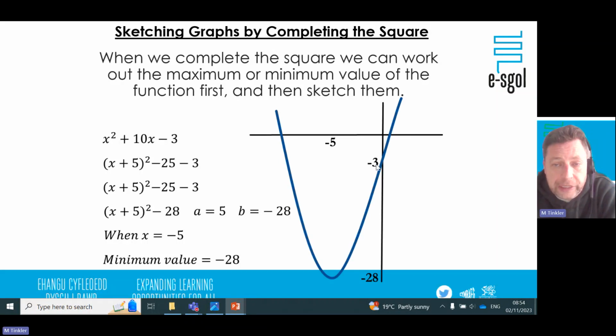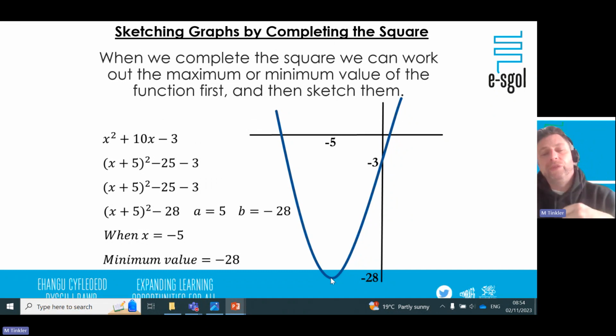Okay, where did the minus 3 come from? Because if x is worth 0, we'd get minus 3 there. So that's where it cuts the y-axis at minus 3. As I said, when x is minus 5, plus 5 is 0. 0 squared is the lowest number you can get from squaring. Minus 28 when it cuts there. So this point here is actually at minus 5, minus 28.